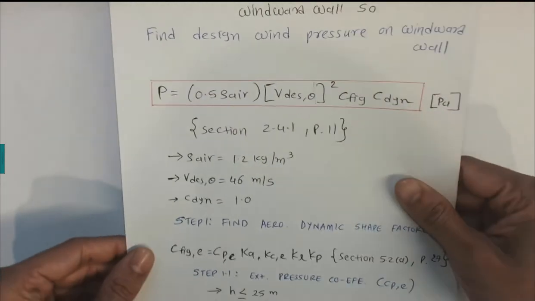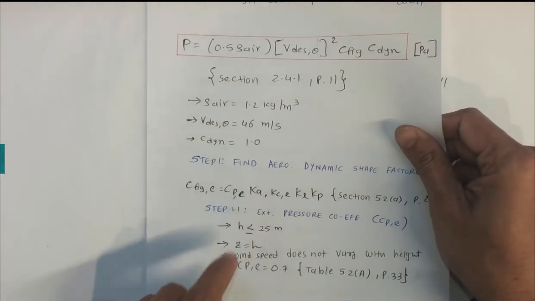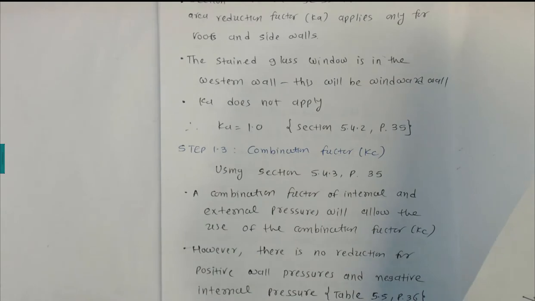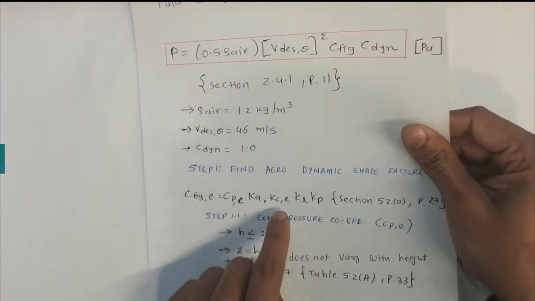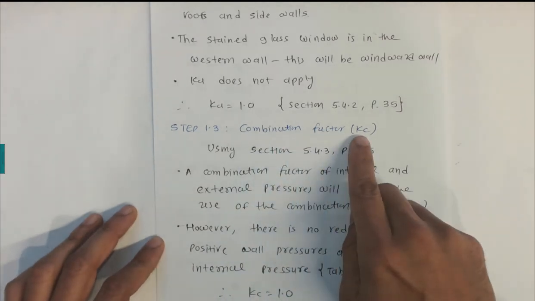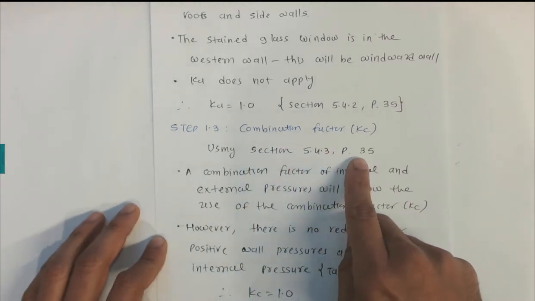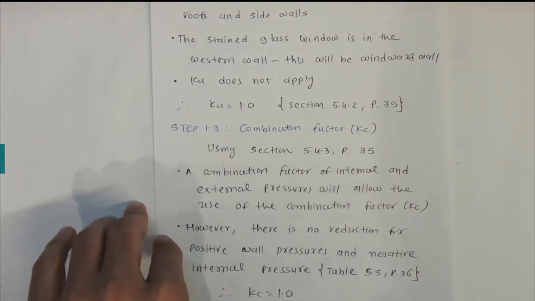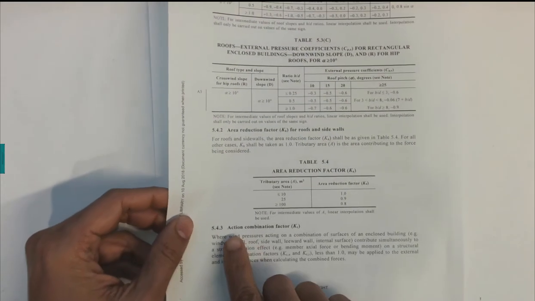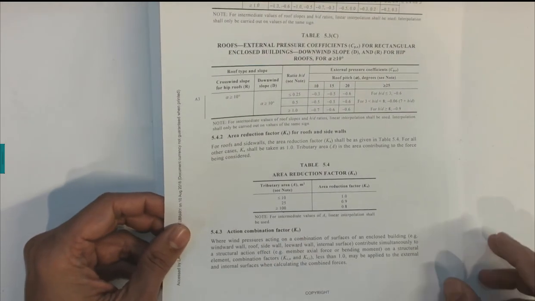So we found the CPE value, we found the KA value 1. Now we are going to find this KC value. Now the KC is called the combination factor KC. It's given in section 5.4.3 on page 35, the action combination factor KC.